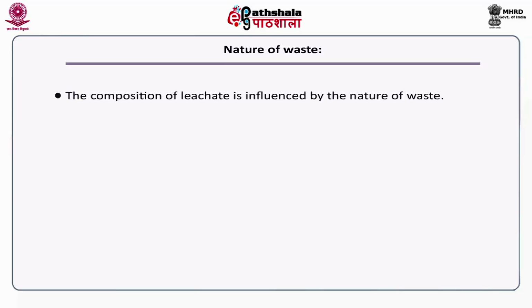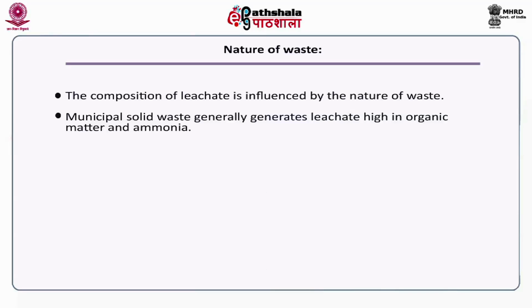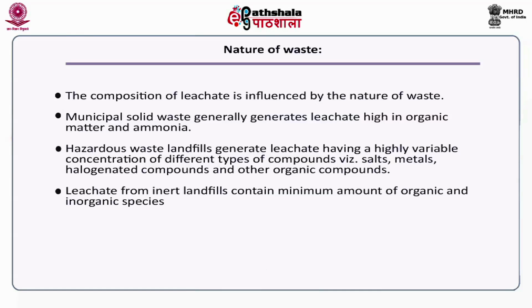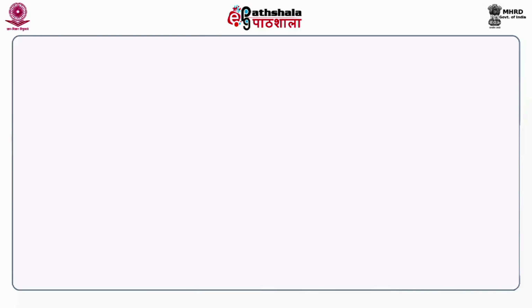Now, let us see how the nature of waste influences the composition of leachate. Municipal solid waste generally generates leachate that is high in organic matter and ammonia. Hazardous waste landfills generate leachate having very highly variable concentrations, containing salts, metals, halogenated compounds and other organic compounds. The leachate from inert landfills contains a minimum amount of organic and inorganic species. Inert means, for example, construction and demolition waste, which is considered inert. There you cannot find a large amount of organic species, but a small amount of organic and inorganic species is found.